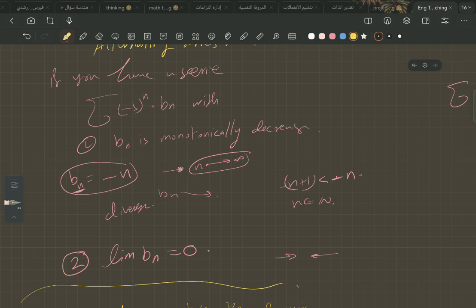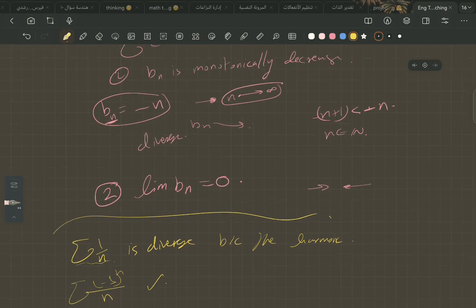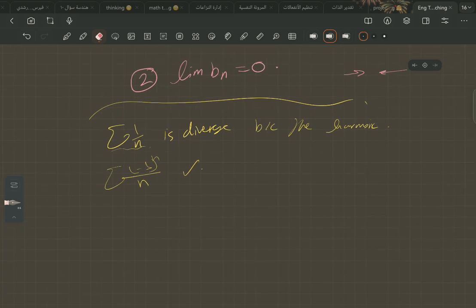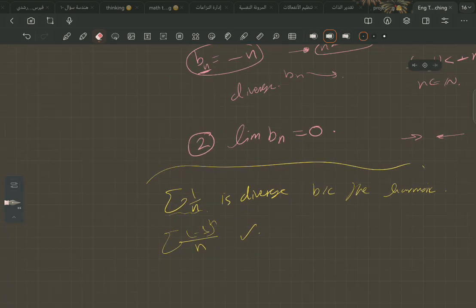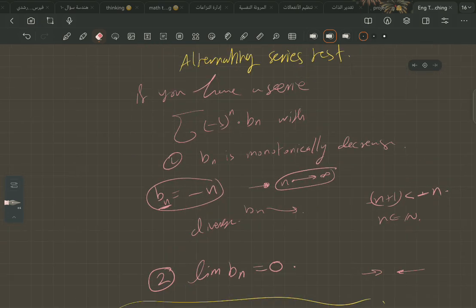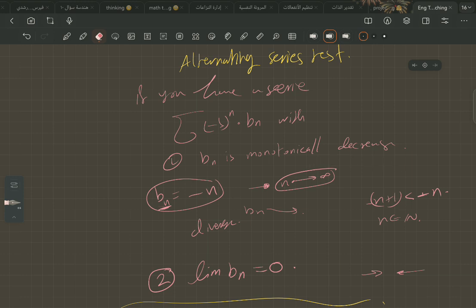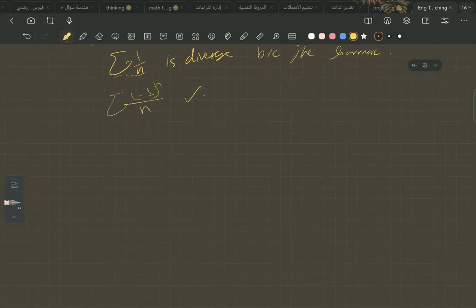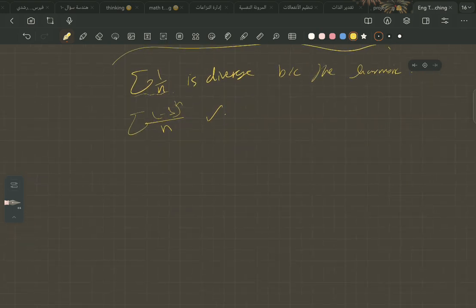Firstly, it is monotonically decreasing. The second, b sub n must go to 0 as the index goes to infinity. I think there is a problem here, but I want to check it in a later video. But for now, let's just focus on the positive sign.